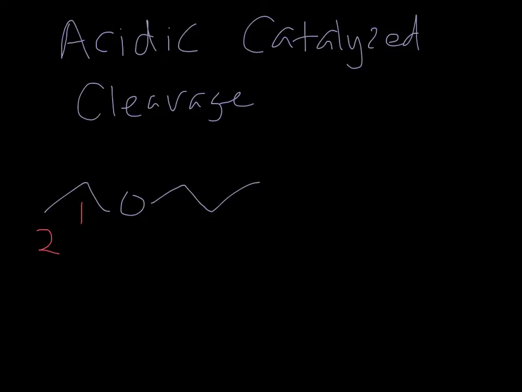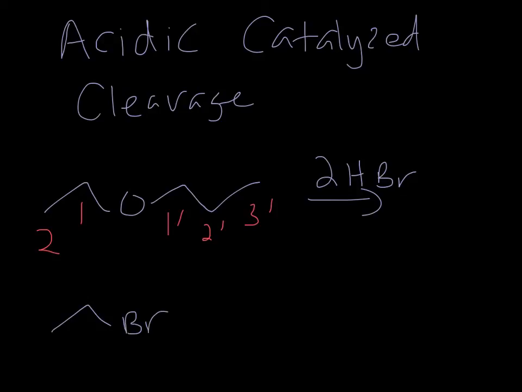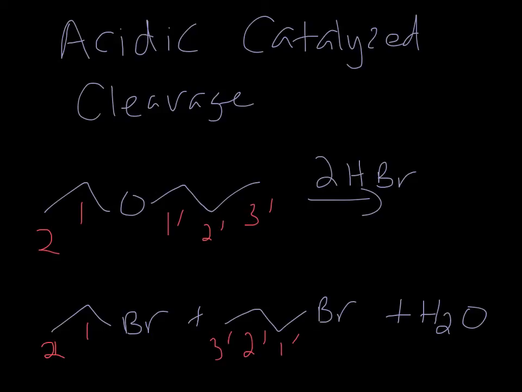So we have 1, 2, and then we have 1 prime, 2 prime, 3 prime. If we put this in solution with 2 equivalents of HBr, I end up generating 2 alkyl halides. So I would have ethyl bromide plus propyl bromide plus H2O. So 1 and 2, the way that I had labeled it, and then we have 1 prime, 2 prime, 3 prime. So I've cleaved that, and then water served as my leaving group. I was under acidic conditions with the HBr, so Br will eventually act as the nucleophile. The H will protonate the oxygen repeatedly so that it's a good leaving group.